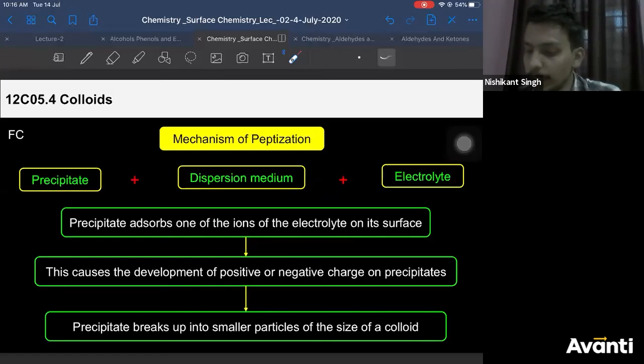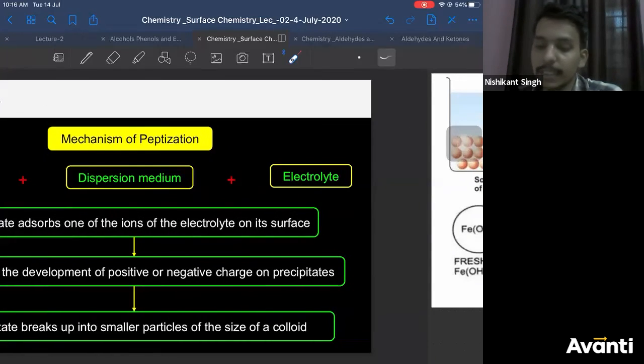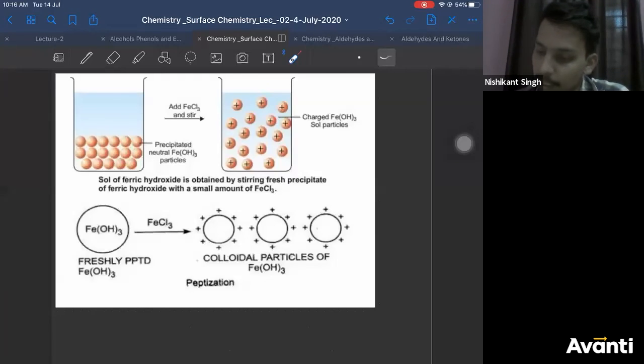Now let's move ahead. Now you can see this. This is a very good example. See here. You added what electrolyte? FeCl3 electrolyte. What was your precipitate? FeOH3 was your precipitate. So see the size of the precipitate particles. They have been what charge? Positively charged.